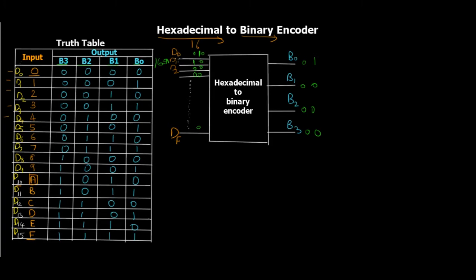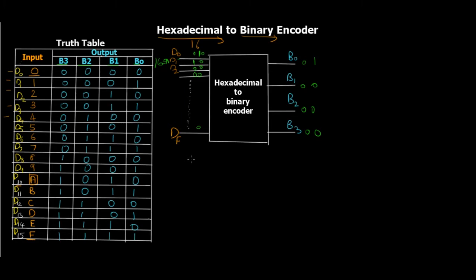Now each of these input lines D0, D1, D2 represents one hexadecimal number. So D0 represents 0 and DF represents the F. In between, you can easily figure out the different allocations, right? At a time only one of the lines is going to be high and it corresponds to one hexadecimal number. Okay, so let's first get the output expression for each of these output lines.